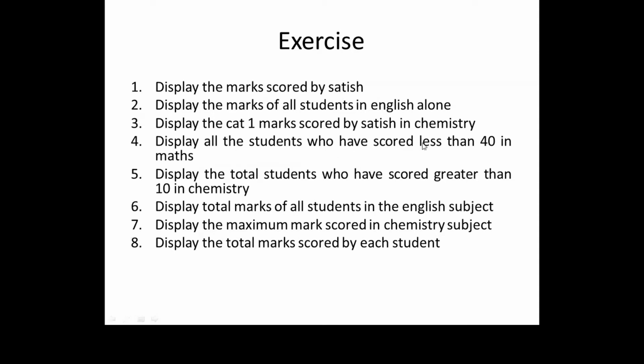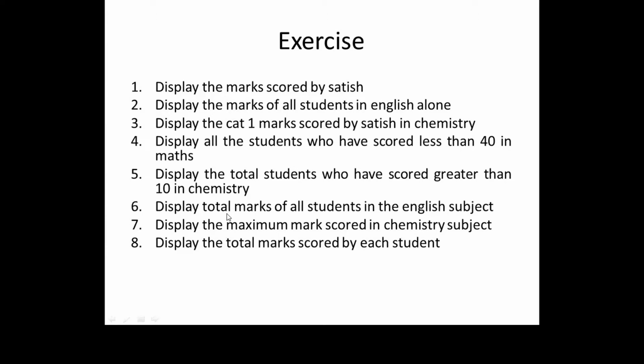Display all the students who have scored less than 40 in maths. Display the total students who have scored greater than 10 in chemistry. And this is like having a range. So we have so many students who have scored marks in maths and chemistry, and we want to query the nested documents by providing a range. Display the total marks of all students.